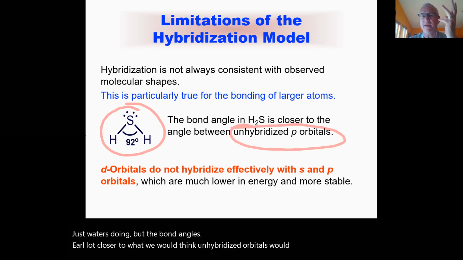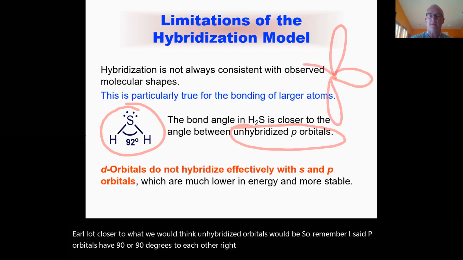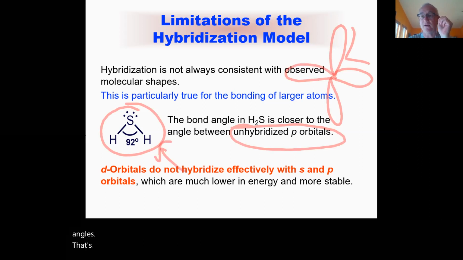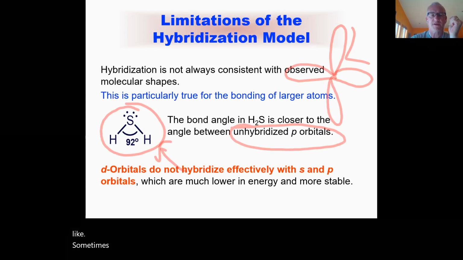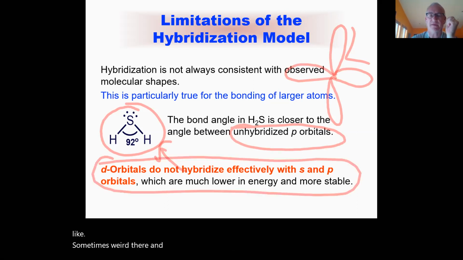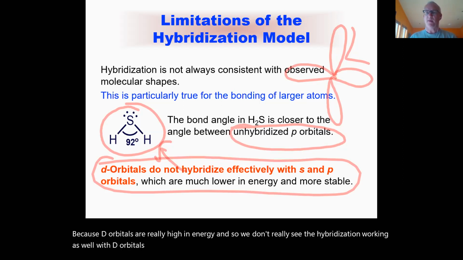So remember I said p orbitals have 90 degrees to each other, right? P, this way, this way. Those are 90-degree angles. That's really close to a 90-degree angle and a lot different than what we see with water. So it's like, something's weird there. And also, d orbitals don't really hybridize effectively with s and p because d orbitals are really high in energy. And so we don't really see the hybridization working as well with d orbitals, but we sort of force them to because that appears to make sense.